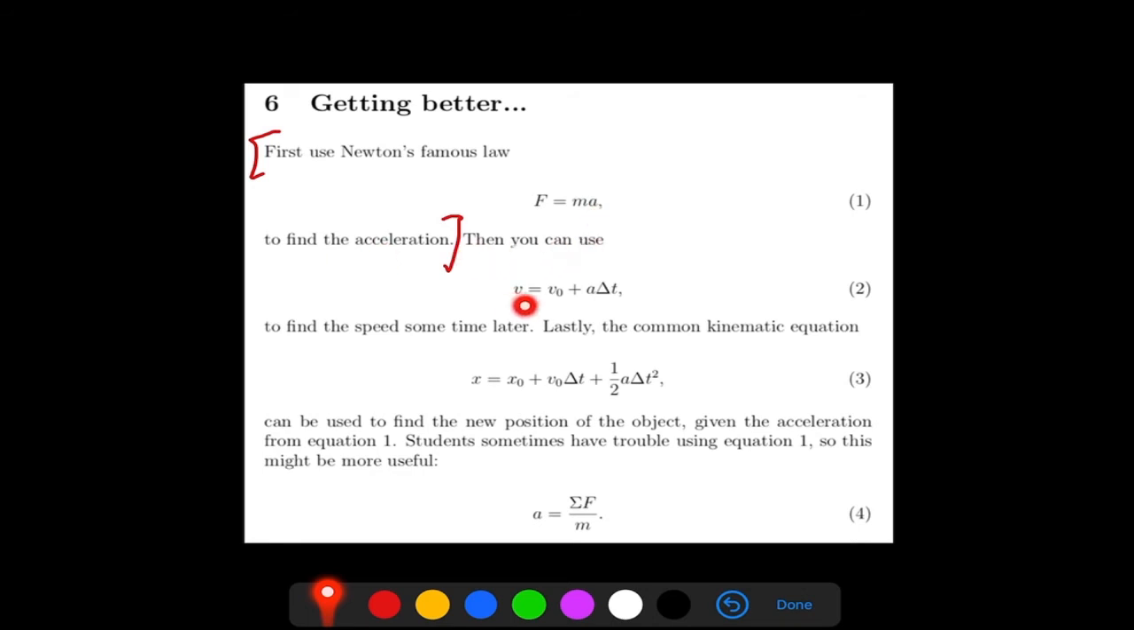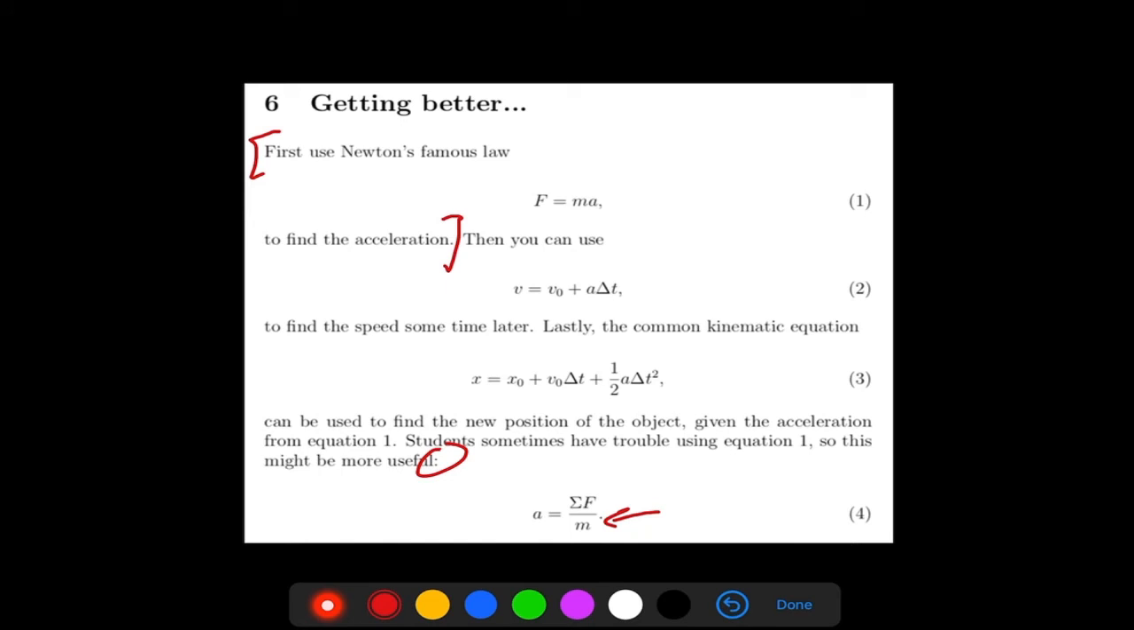Then you can use V is V naught plus A delta T, there's my pause, to find the speed sometime later. Lastly, the common kinematic equation, and then this with a pause in there, can be used to find the new position of the object given the acceleration, and off it goes. We still have a little problem down here with the lingering colon, but at least this one's punctuated properly.